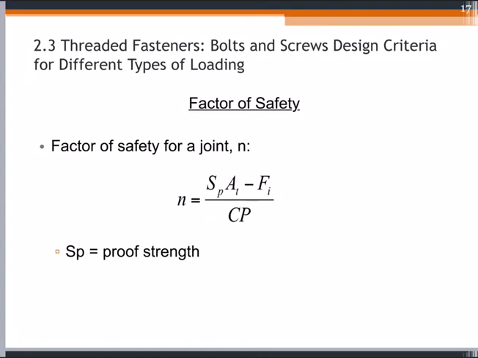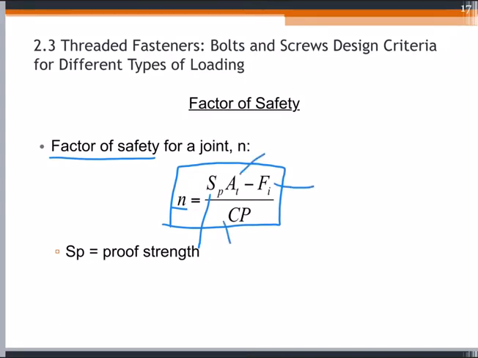Next, we can find the value of the factor of safety for the joint, where N, the factor of safety, is equal to SP AT minus Fi over CP. SP is the proof strength, AT is the tensile stress area, Fi is the preload, C is the joint stiffness constant, and P is the external load.